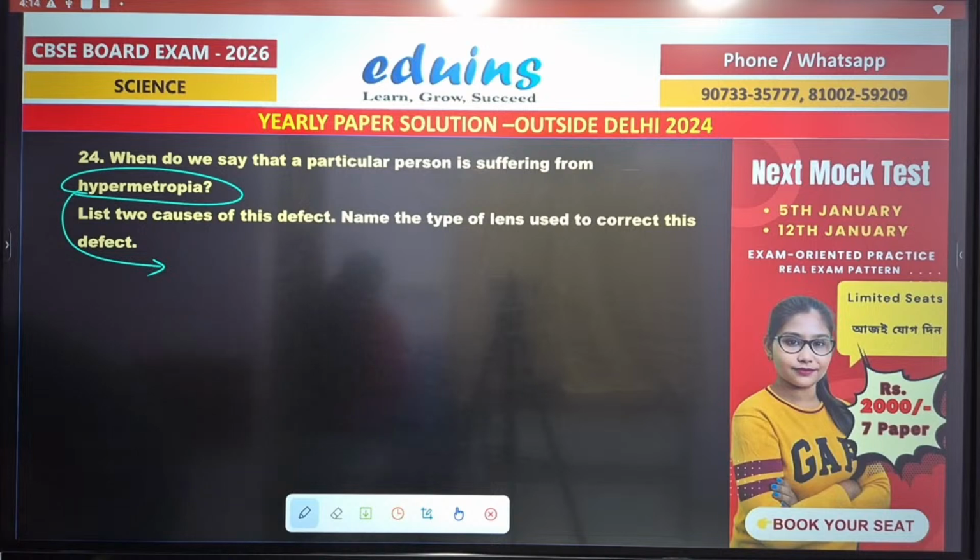Okay, let's continue. A person suffering from hypermetropia, how could we say that? A person suffers from hypermetropia when the focal length of the eye lens is too long.